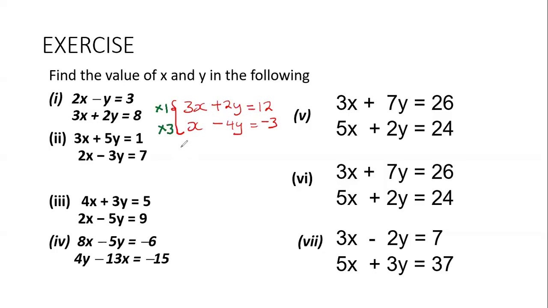What do you have? 3x plus 2y is equal to 12. And 3x minus 12y is equal to negative 9. Okay.